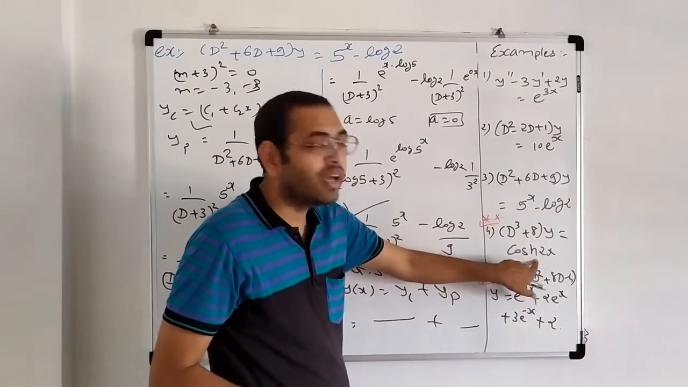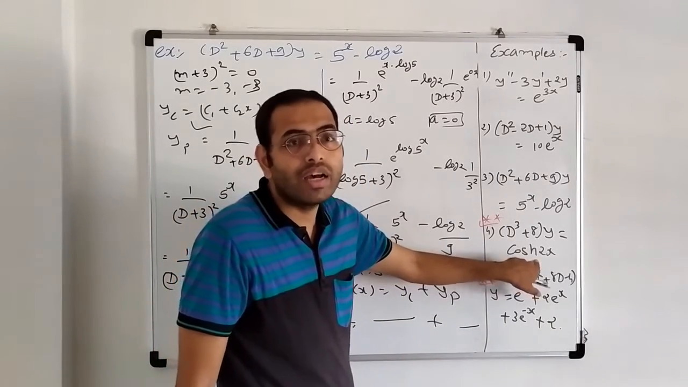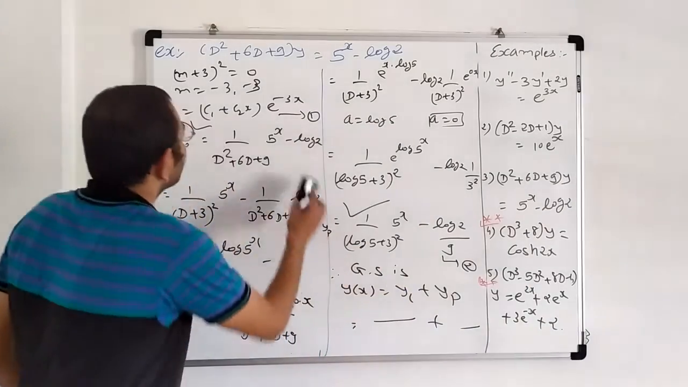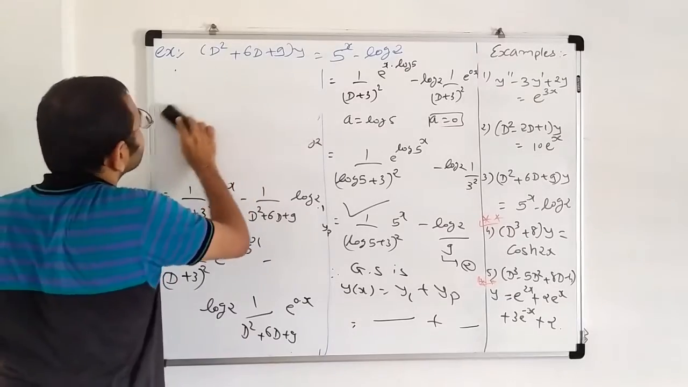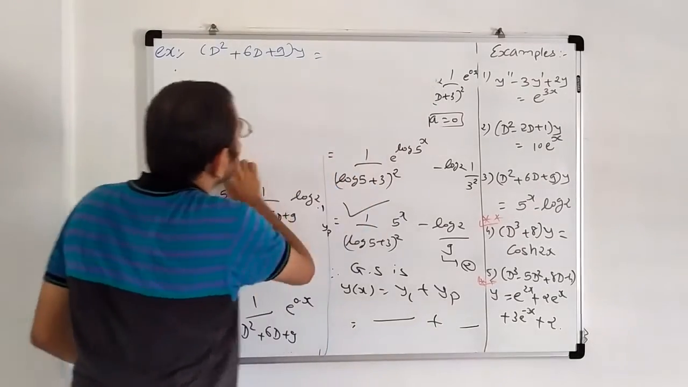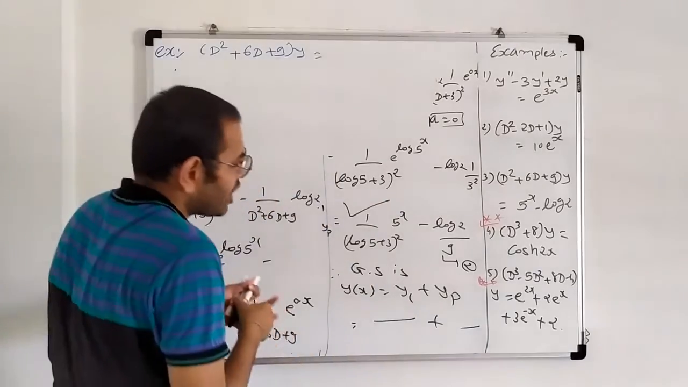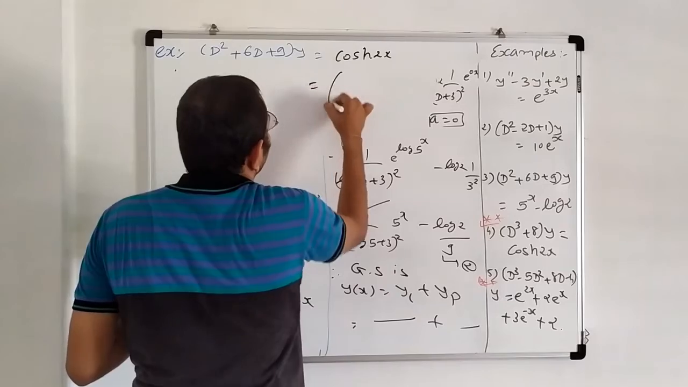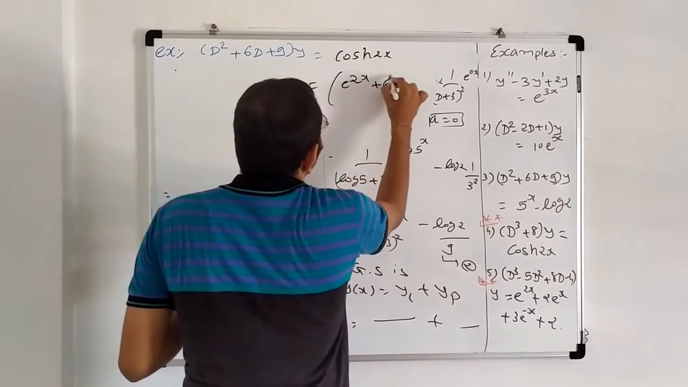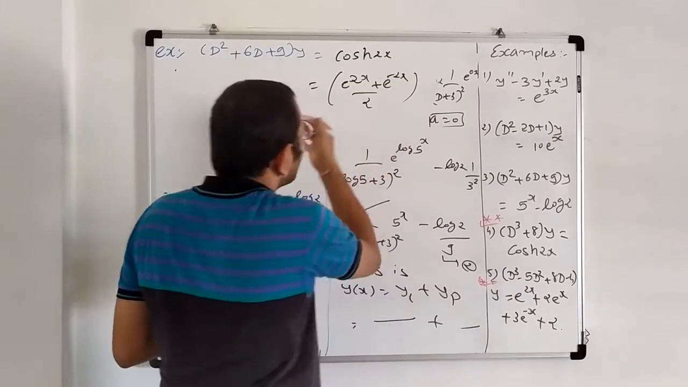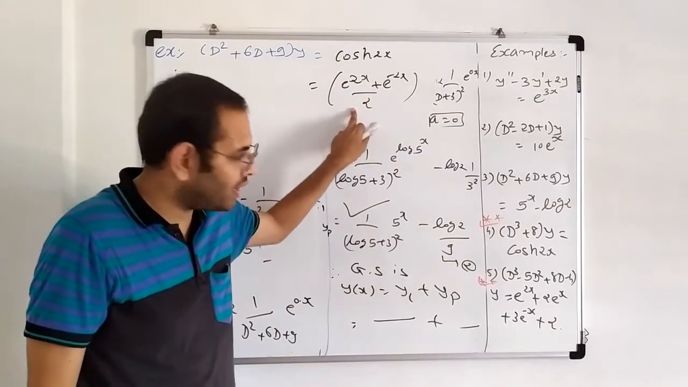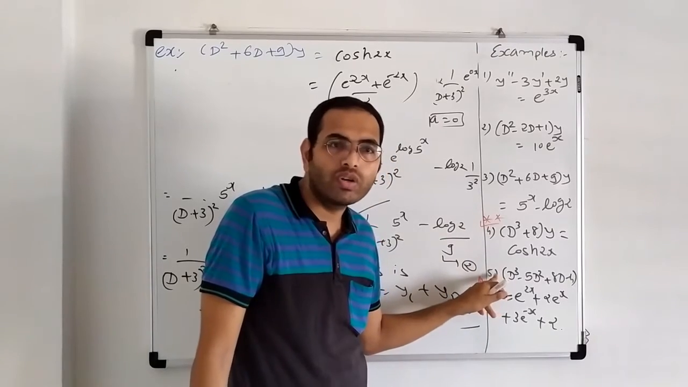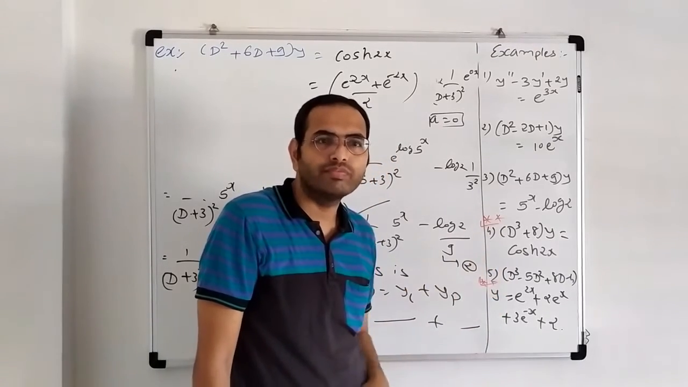Next are example number 4 and example number 5. In this example, r of x is written as cos hyperbolic 2x. Convert cos hyperbolic 2x with the help of the formula: e raised to 2x plus e raised to minus 2x, divided by 2. Then we solve the example. Try this whole example yourself. If you have any doubt, then contact me.